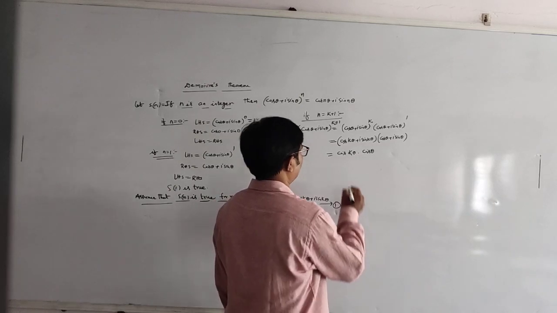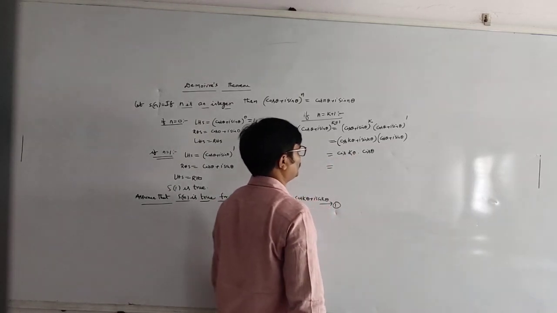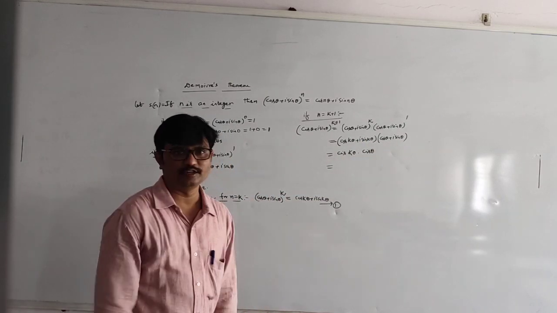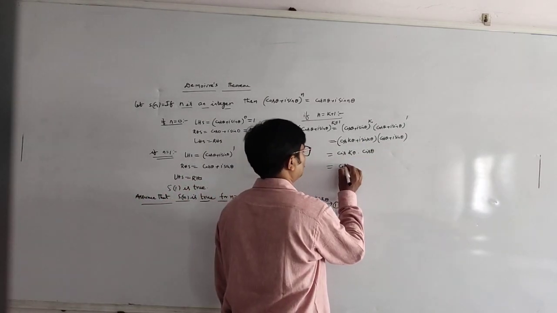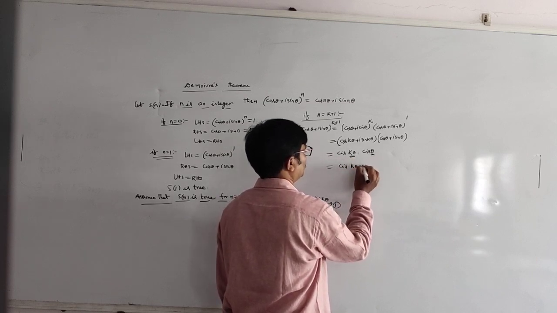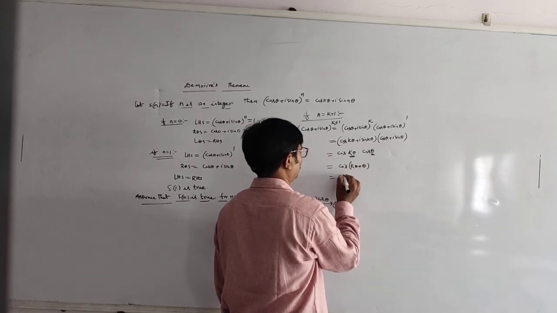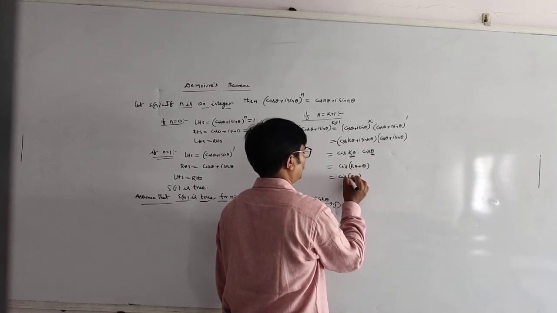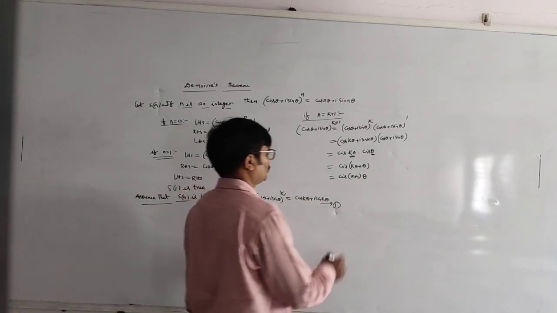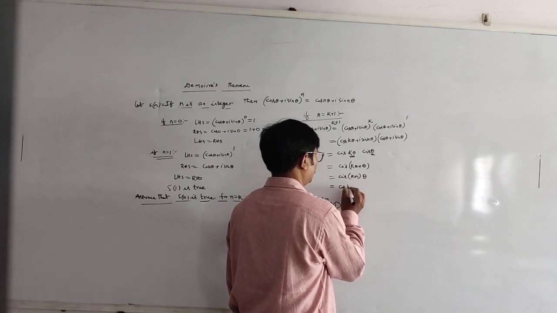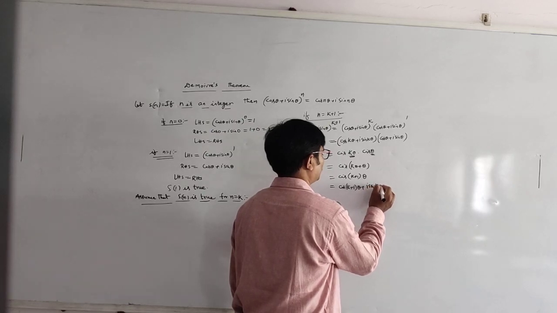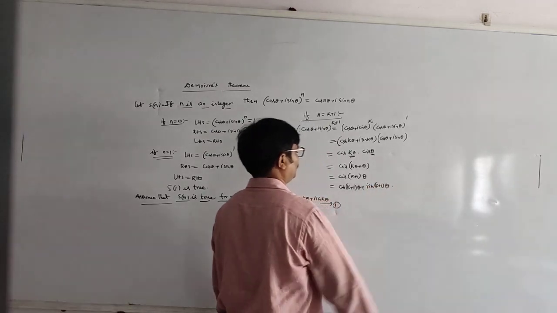After that we can write, students, cis a into cis b. So this is cis k theta, this is cis theta. Cis a into cis b is, students, cis of a plus b. That is cis of k plus 1 into theta. So students, this is cos of k plus 1 into theta plus i sin k plus 1 into theta.